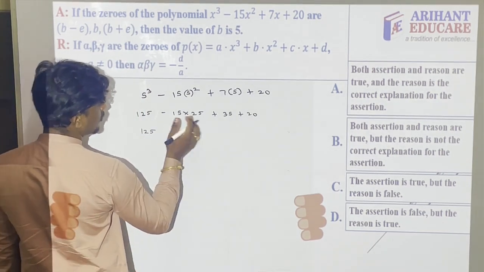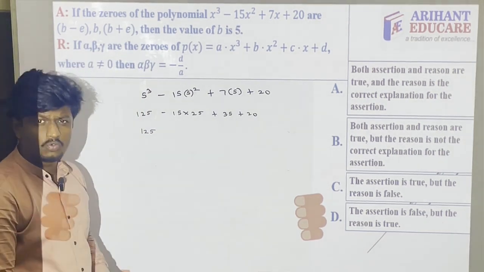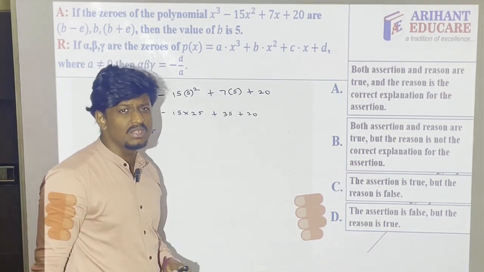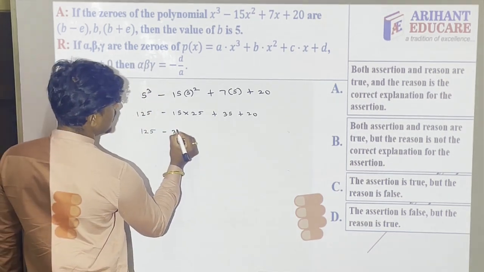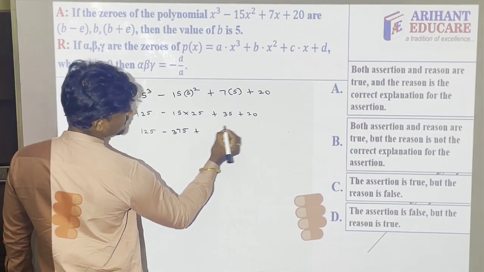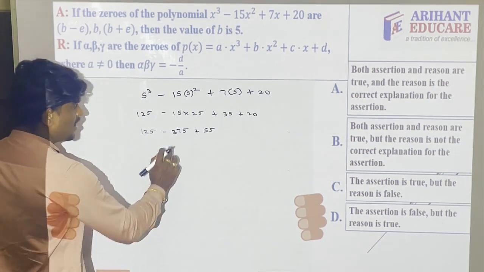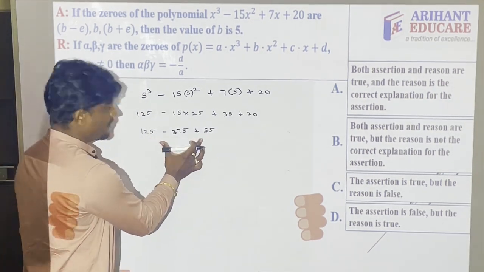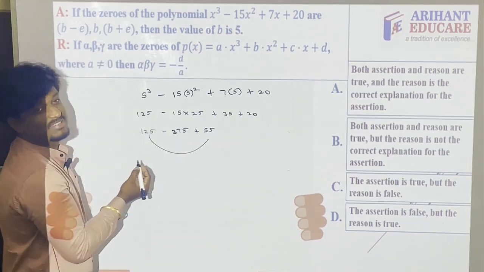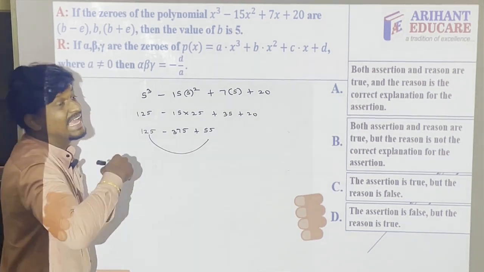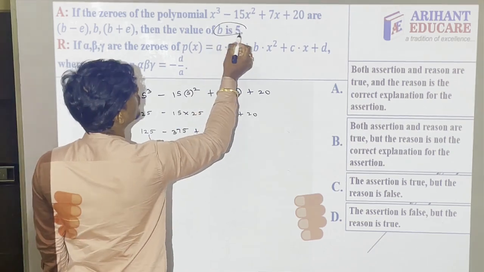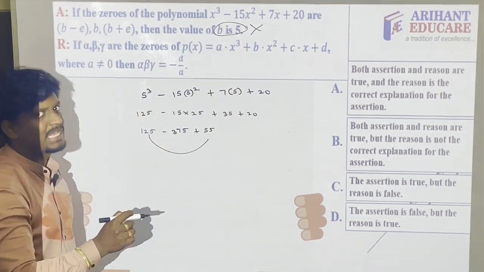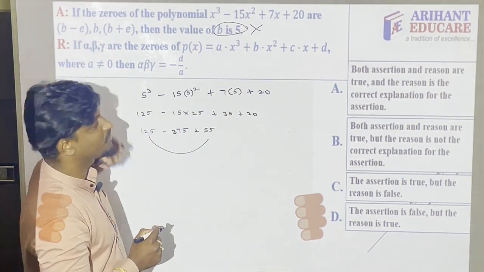125 as it is. If you want, you can do 15 into 25. 25 times 15 is 375, and then 125 you will get definitely 375 plus 55. 125 plus 55 is definitely not going to give you 375, so definitely it is not going to come as 0. That means the value of b is not 5. It means this is the first time that we are getting the assertion as false.